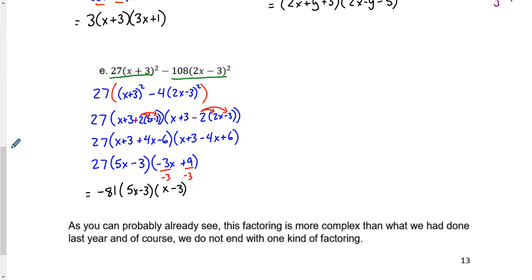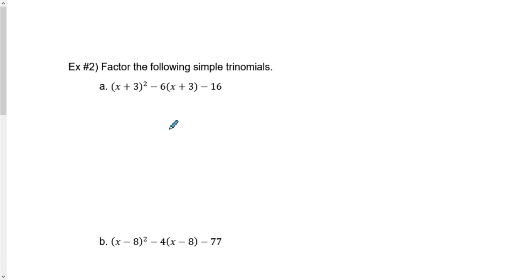As you can obviously see, these composite functions are way more complex than what we had done last year, and even what we did on a review. Since we have difference of squares, we might as well do all of our other types of factorings too. We've done the GCF, or difference of squares. It's good to practice. We're also going to practice some simple trinomials.